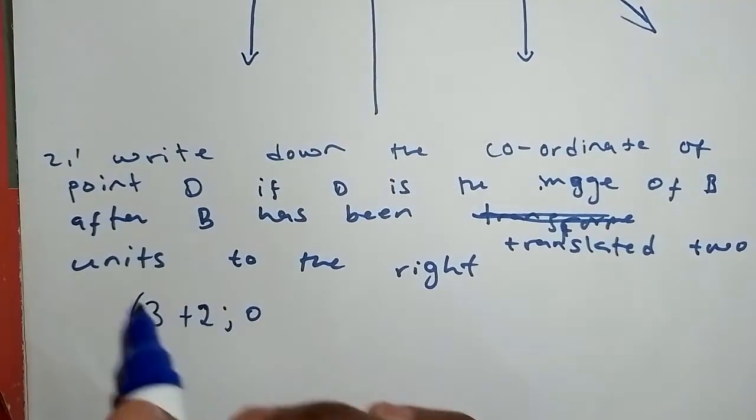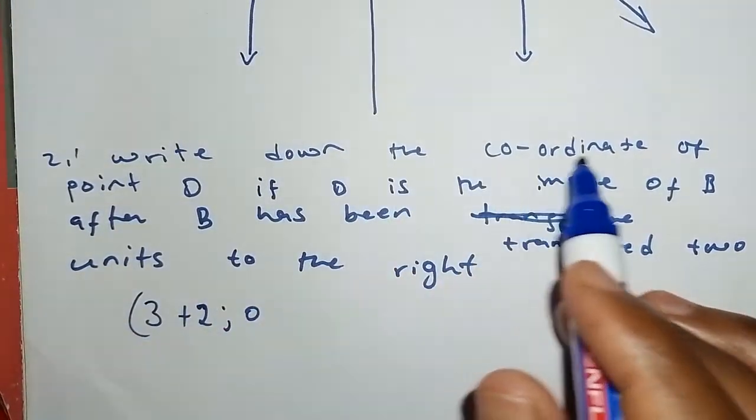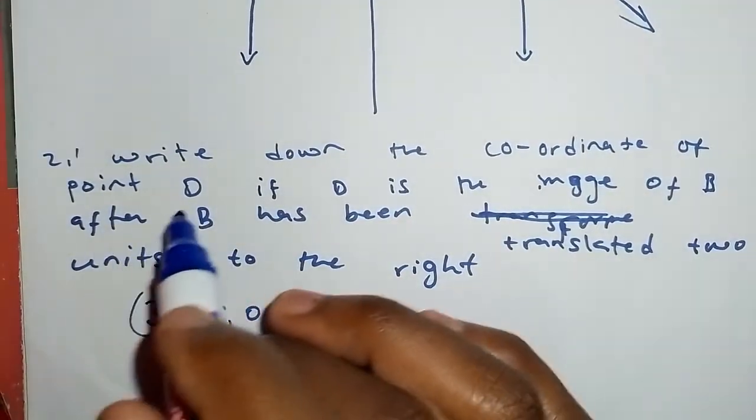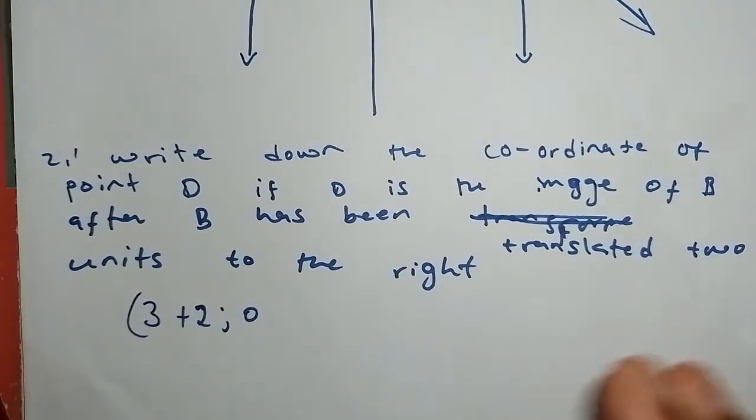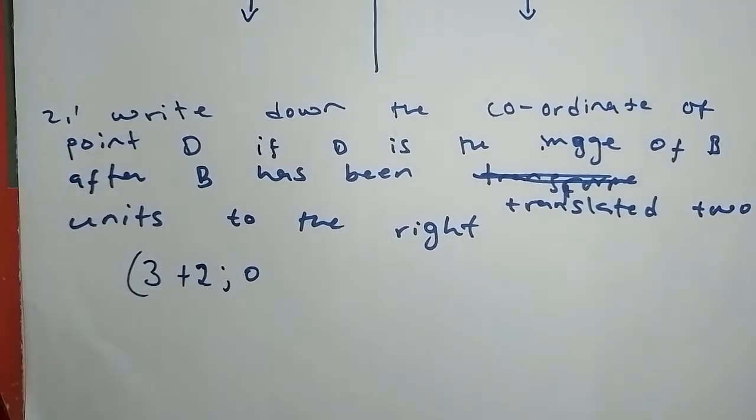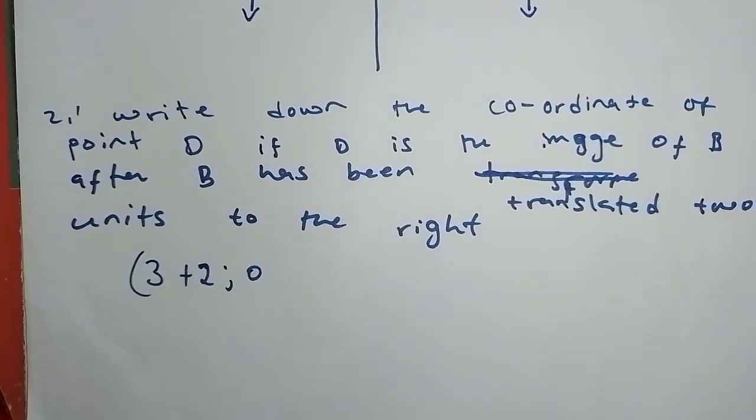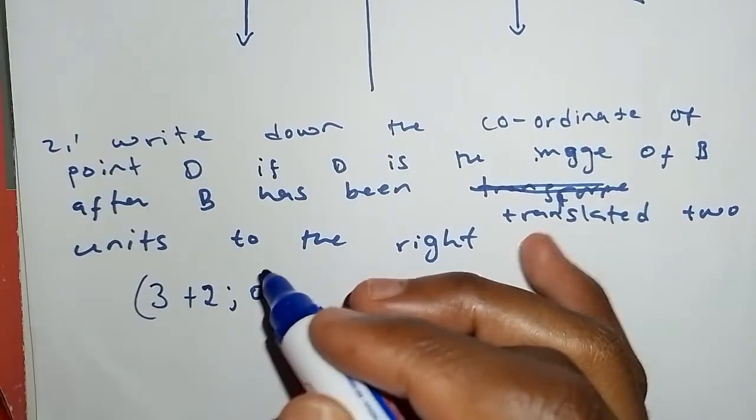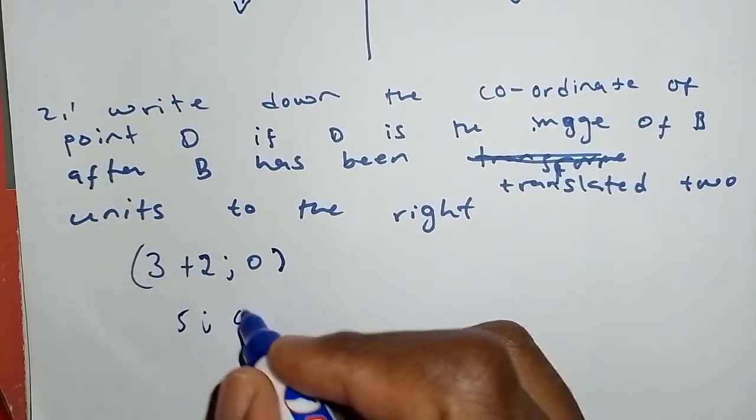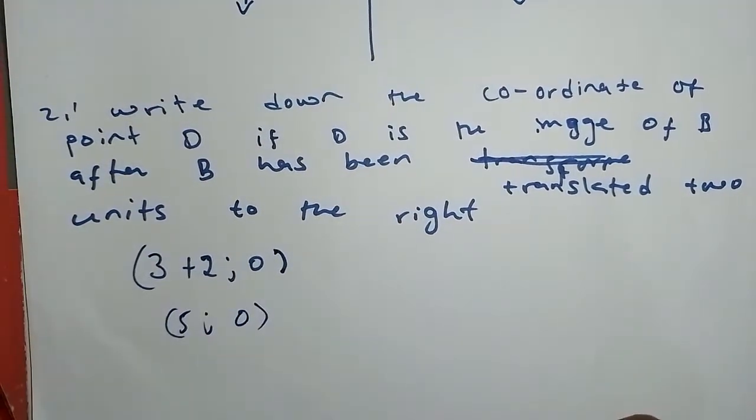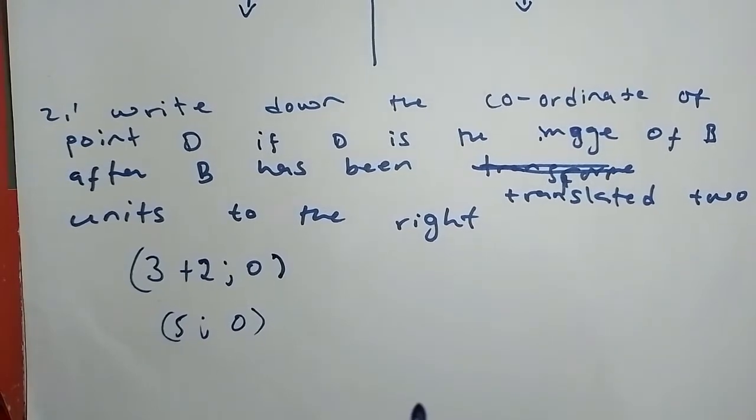Because here it clearly states, write down the coordinates of D if D is the image of B after B has been translated or shifted 2 units to the right, right? So this will be our solution, 5:0, right? Okay, now let's move to the next question.